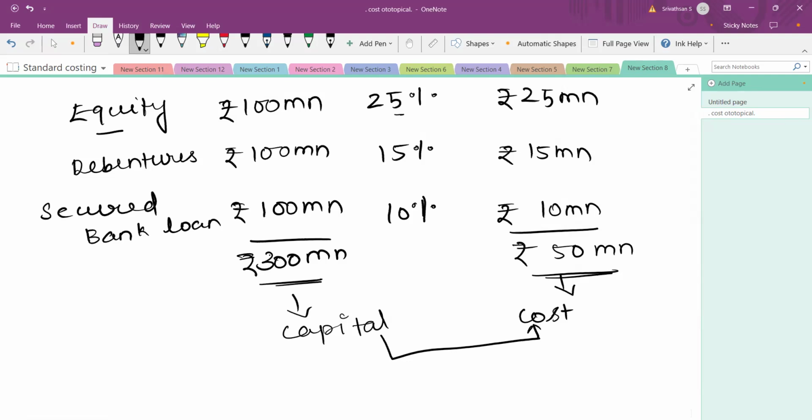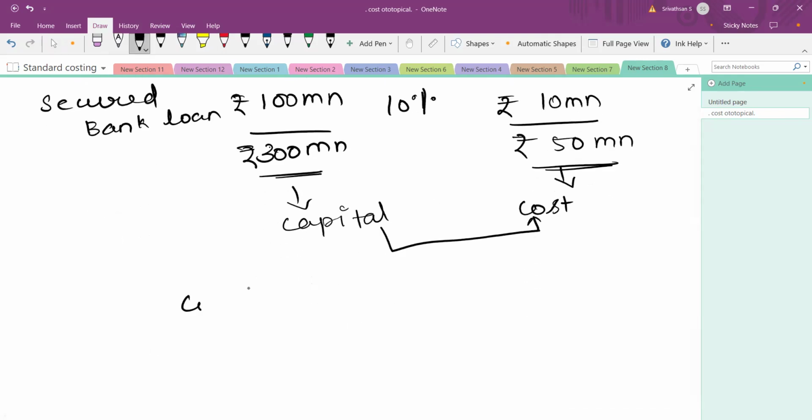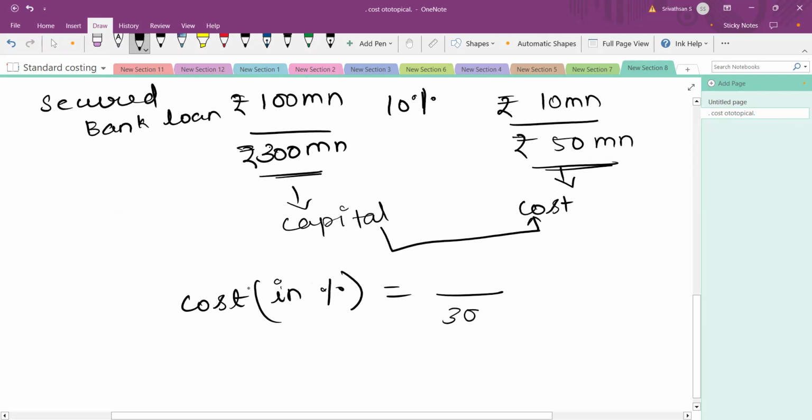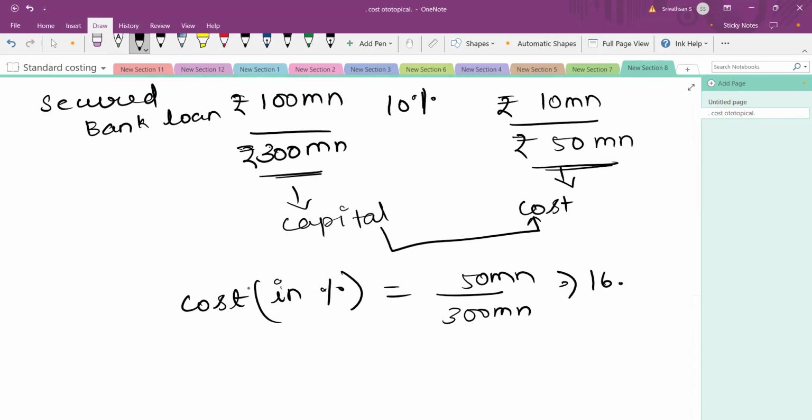So now let's calculate the cost in percentage. We raised a capital of 300 million, upon which our cost is 50 million. So it will come to 16.666 percent. We can round it to 16.67 percent. So this 16.67 percent is nothing but the cost of capital of the company. Now, how to interpret this number, or what does this number tell us? That is what we are going to discuss.